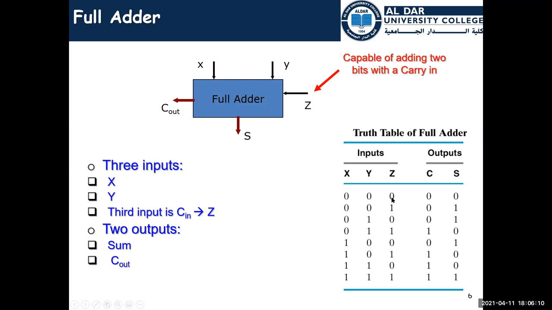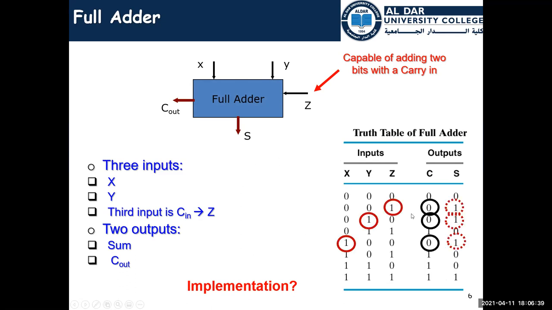If you look at the full adder here, we have 0, 0, 0. We sum all of them together. The sum is 0 and the carry is 0. Okay, let's take an example. 1 plus 0 plus 0 is equal to 1. The carry is 0. What about this one? 1 plus 1 plus 0 is equal to 0 and the remainder is 1. Here, 1 plus 1 plus 1 is equal to 1 and the remainder is 1.